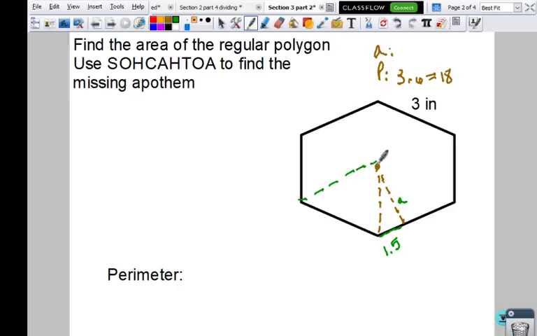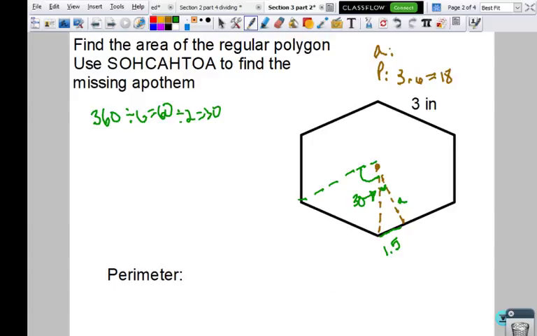So we practiced this yesterday. How could I find this angle right here? 360 divided by 6. Yep. So we're going to go 360 divided by 6, because that's the number of sides, to find that angle. And I believe that is 60, right? Okay. What about this angle right here? Yep. We're going to divide it by 2. So then we're going to divide 60 by 2, and we're going to get 30. This little angle right here is 30.